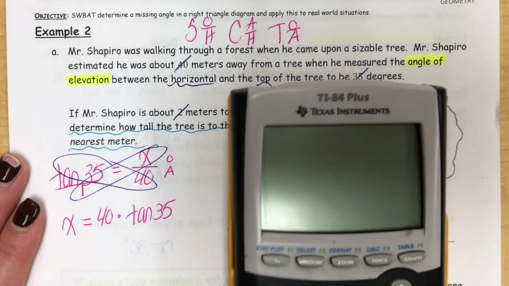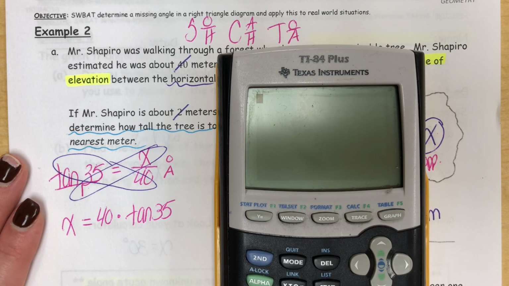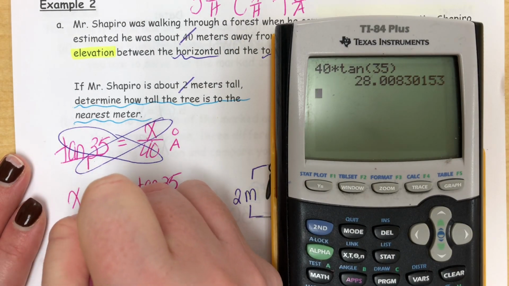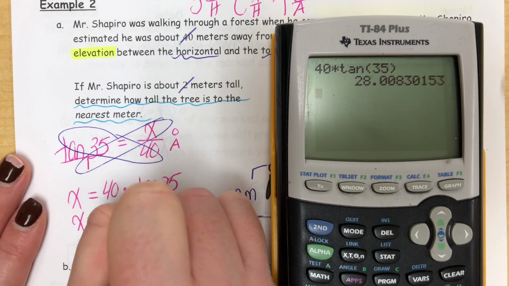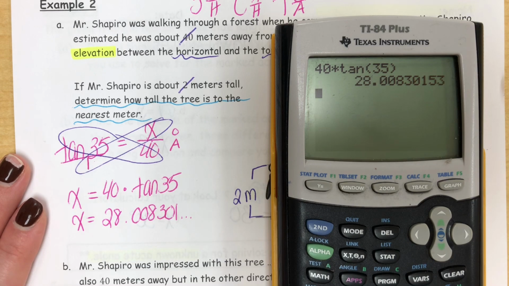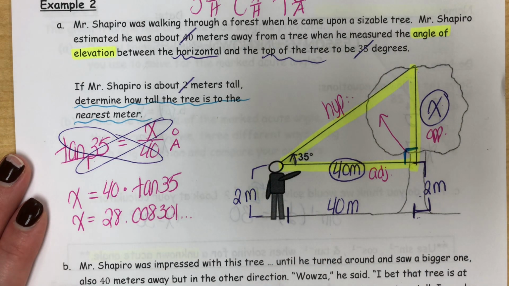Let me grab my handy-dandy calculator and actually type that in. Again, I'm doing 40 times tan of 35 degrees. I want to close that and press enter. Okay, I'm getting a pretty big decimal. That's okay. I'm going to write that down. So we get x equals 28.008301... All right, I am not rounding here whatsoever because this is not my final answer.